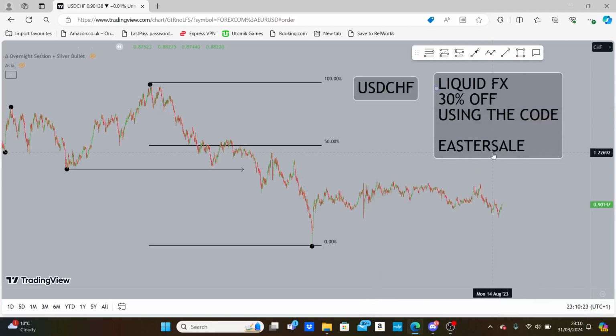Okay, folks, welcome back. Here we have the USD CHF chart in front of us, and here we're going to be going over a higher time frame outlook as to where I think this particular market could go.